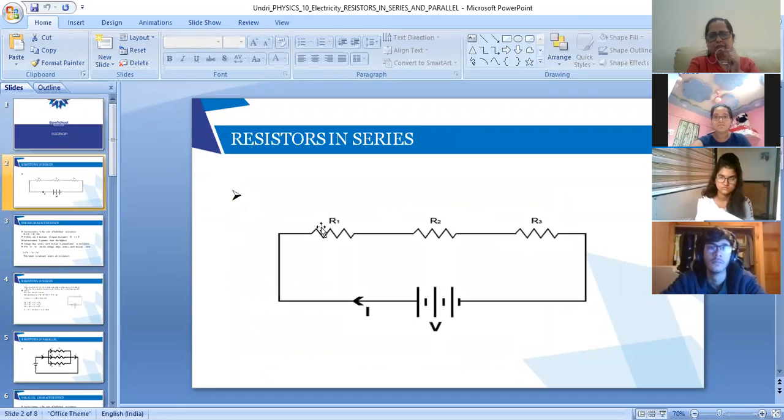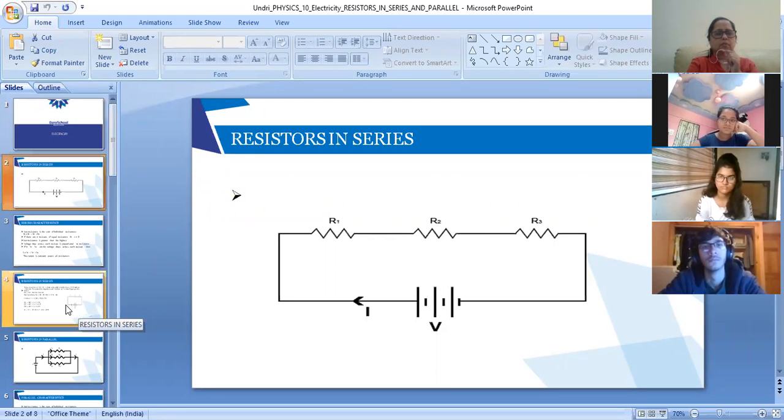But remember the last point, very important: current will be the same in the entire circuit. Don't think that a different current flows through R1, a different current through R2, a different current through R3. No. The same current is going to flow through all three resistances. Remember that. So this is for resistors in series.